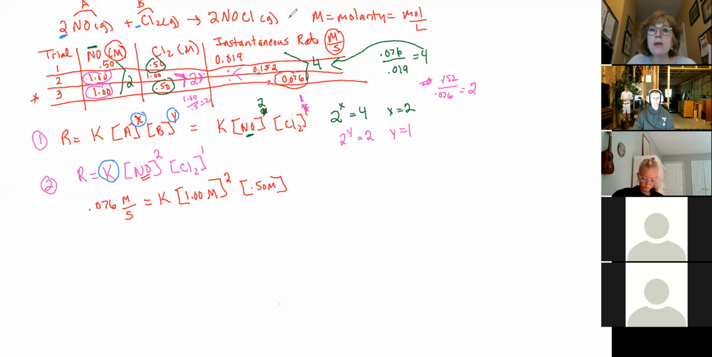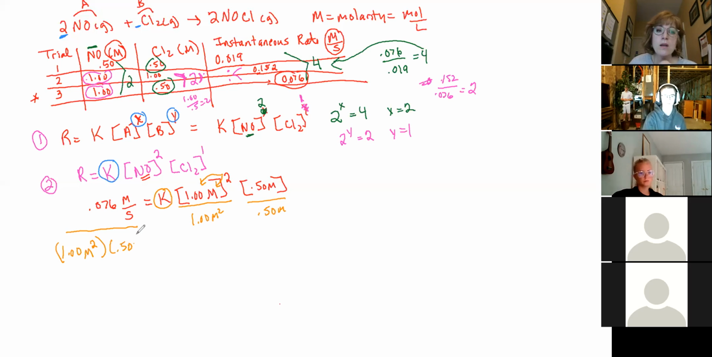Now you'll notice we have everything but K, so we're going to solve for K. And when you're doing this, whatever your exponent is, you have to make sure that you use that not only for the number, but also for the unit. So I'm going to divide both sides by these two quantities. I'm going to divide by 1.00, because 1 squared is 1, right? And then M squared is M squared. So we have to square the molarity right there. And I'm dividing it by 1.00 molarity squared, and I'm going to divide it by 0.50 molar. So that on the right side of the equation, this cancels out, and we just have K by itself.